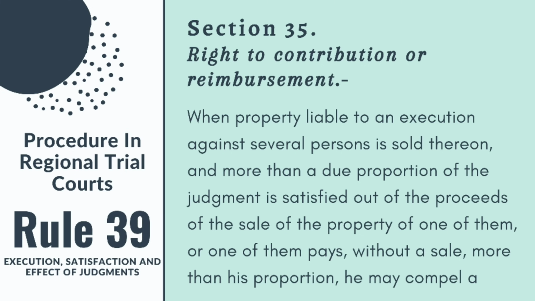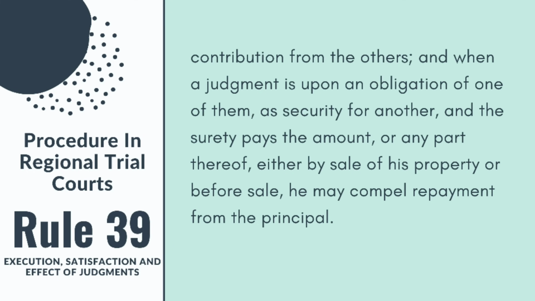Section 35. Right to contribution or reimbursement. When property liable to an execution against several persons is sold thereon, and more than a due proportion of the judgment is satisfied out of the proceeds of the sale of the property of one of them, or one of them pays, without a sale, more than his proportion, he may compel a contribution from the others. And when a judgment is upon an obligation of one of them as security for another, and the surety pays the amount, or any part thereof, either by sale of his property or before sale, he may compel repayment from the principal.